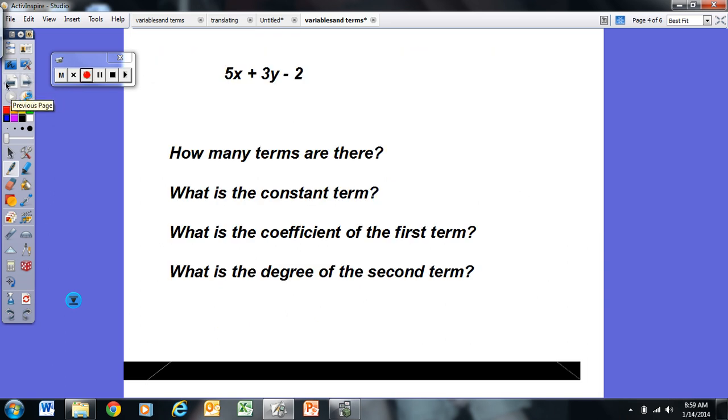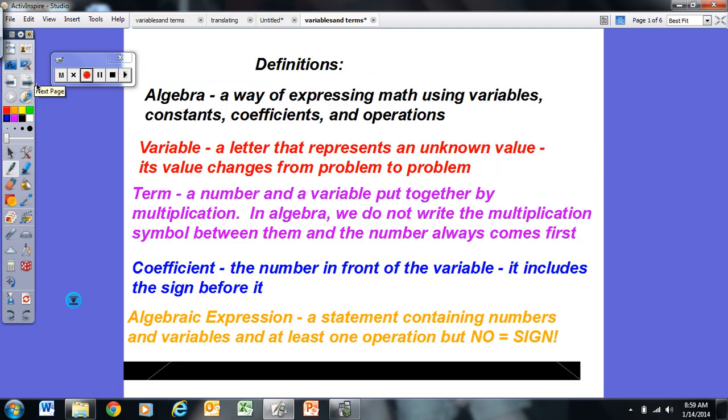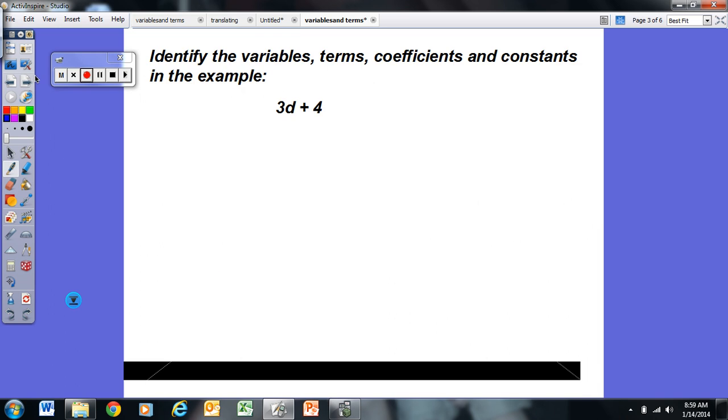Okay, I think I might have missed a page here. Oops. Okay, identify the variables, terms, coefficients, and constants. So, the variable in this problem is D. It's the only thing we don't know. Terms, there are 2 terms, because there are 2 things separated by a plus sign. The first term is 3D. The second term is 4.